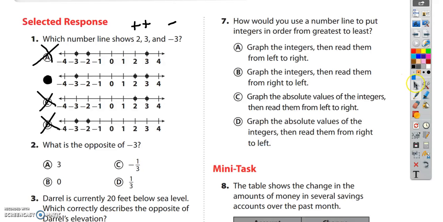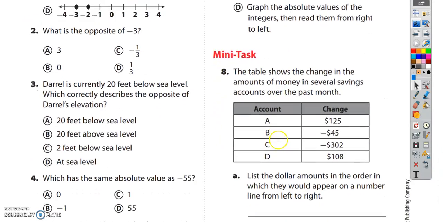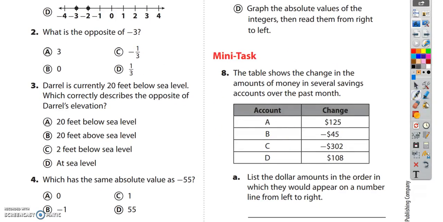What I'm trying to show you though is a test taking skill. When you have multiple choice, go through and find some wrong answers, and it makes it pretty simple to get the right answer. Question number 2, what is the opposite of -3?